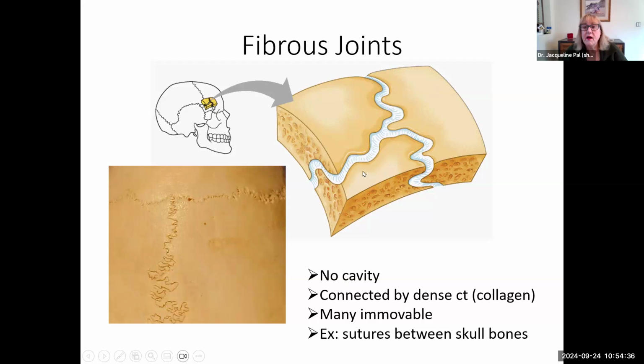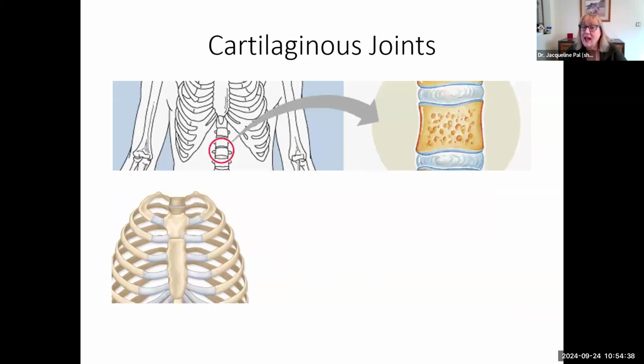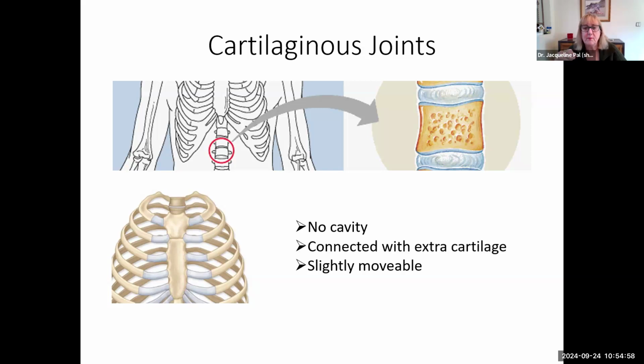The second type of structural classification is cartilaginous joints. These are going to be slightly movable, but they still have no cavity in them. So notice both the fibrous and the cartilaginous joints have no cavity, so their movement is limited. What is different is cartilaginous joints are connected with extra cartilage. So the bone is still going to have its normal hyaline cartilage, but now we're going to have an extra piece of cartilage in between.